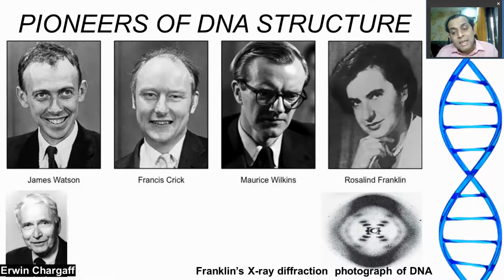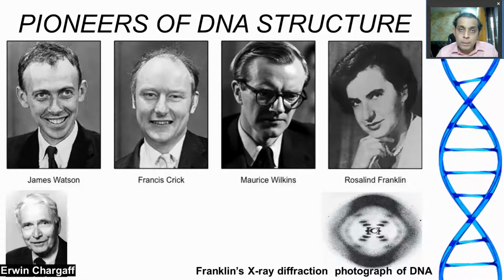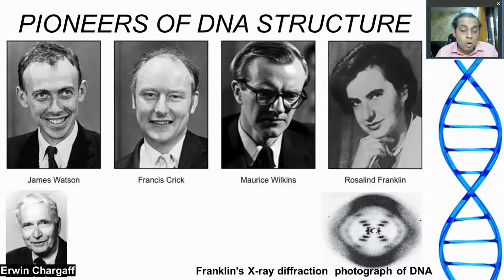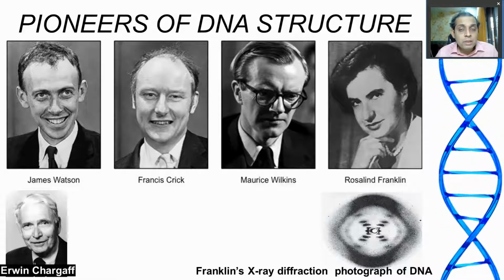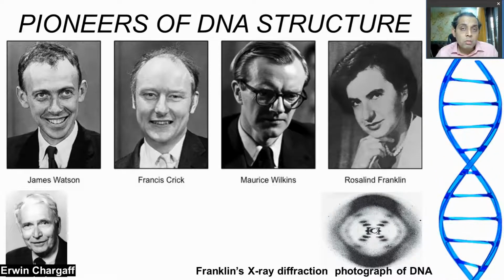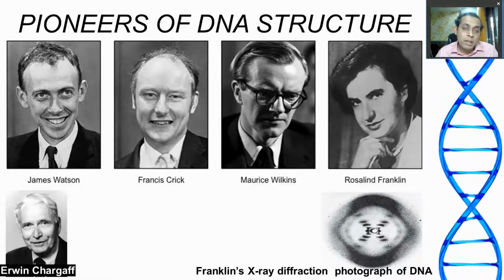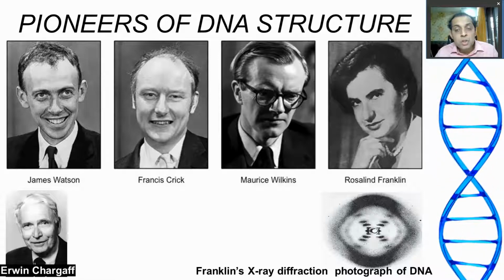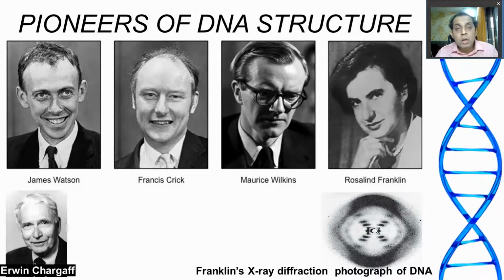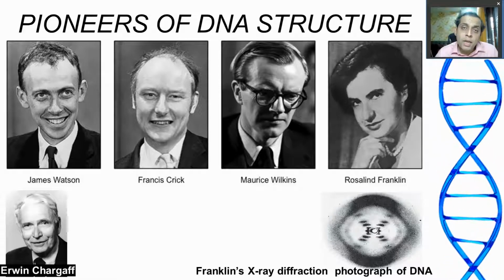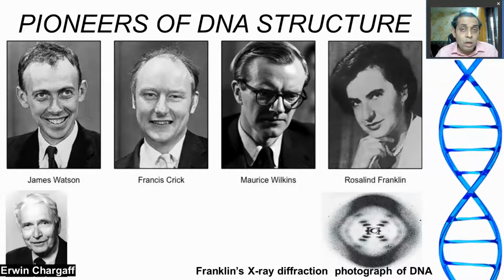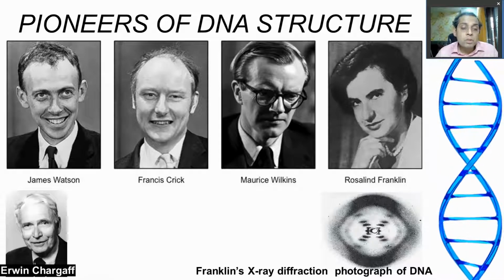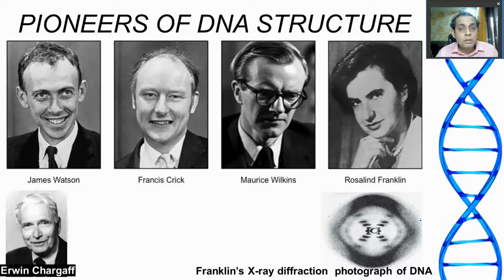She had taken some pictures of DNA using the X-ray diffraction method, and that picture is also seen on your screen. And those pictures were actually taken by Rosalind Franklin's lab, shared with James Watson and Francis Crick, and with the help of these pictures they were able to construct a 3D model of the DNA, which made them win the Nobel Prize. So the Nobel Prize was shared between James Watson, Francis Crick, and Maurice Wilkins.